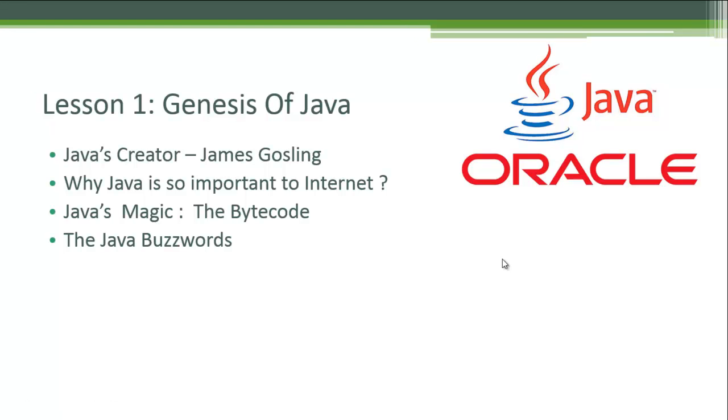Why is Java so important to the internet? Well, Java is so important to the internet because, first of all, Java is portable. You say that fine, C++ is also portable. What's new in it? The thing is that, guys and girls out there, you made a C program. Okay, yeah, you gave it to me.